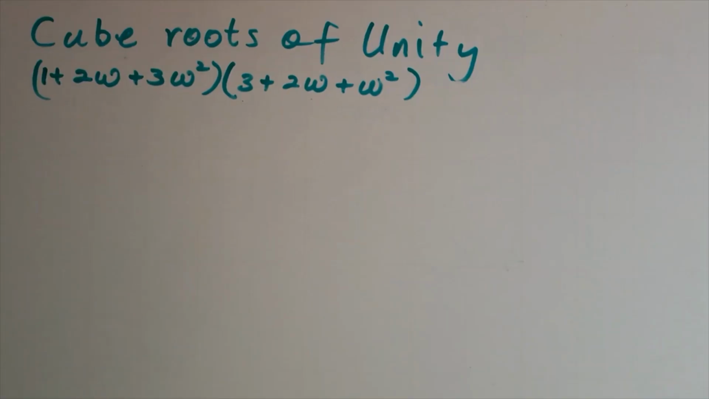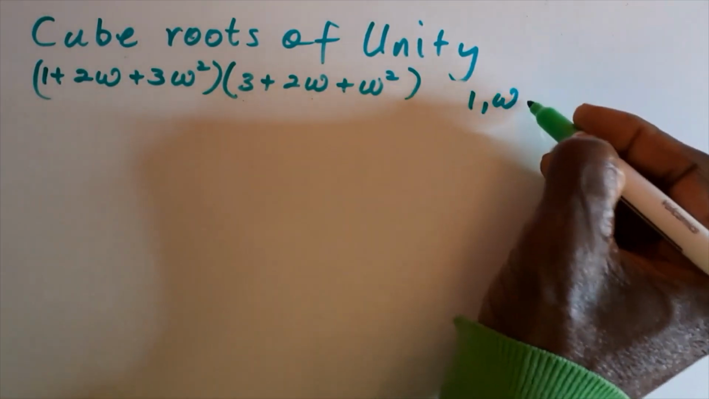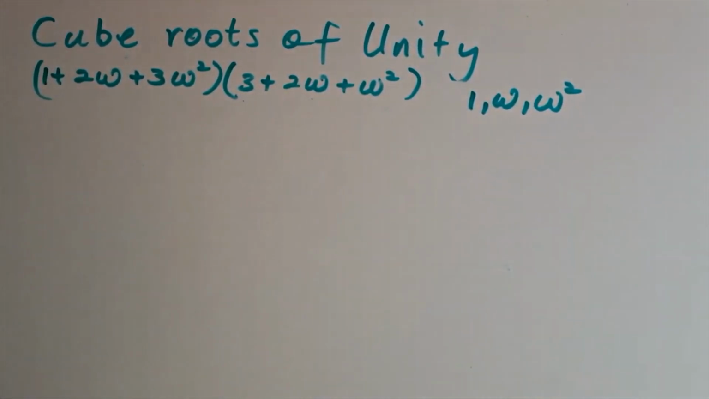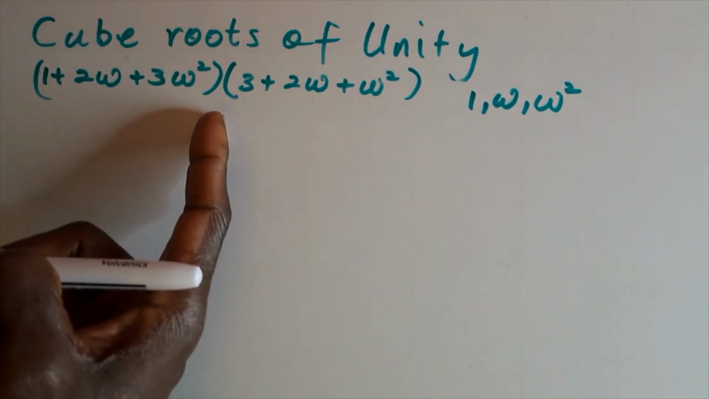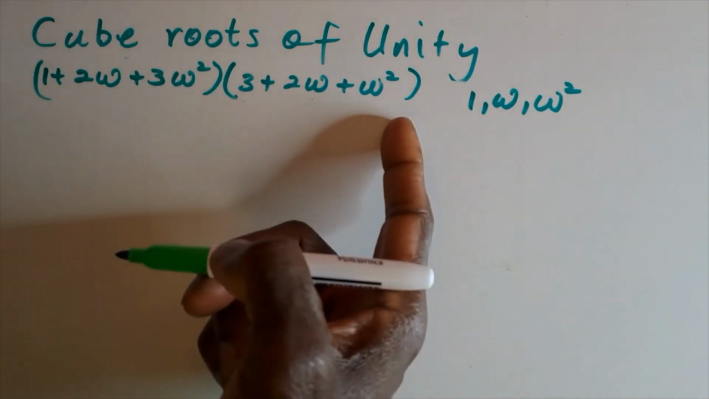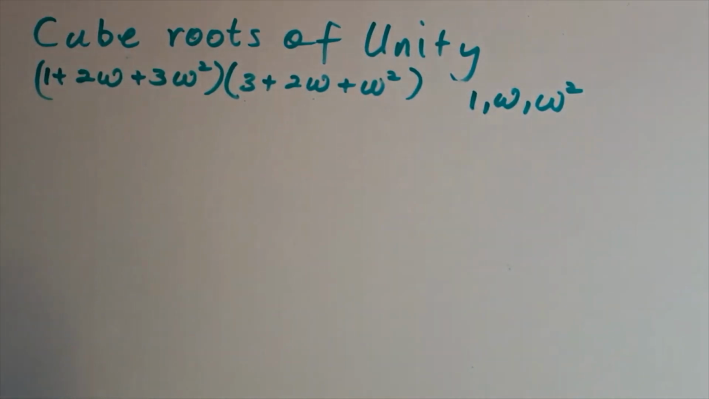Hi, continuing from the last problem, we have the cubic roots of unity at 1, omega and omega squared. And we want to evaluate this expression. First, we'll look at the first set of brackets and evaluate this. And likewise, we'll do for the second set of brackets. And then we'll put the final expressions together, multiply them, and see what the result is.